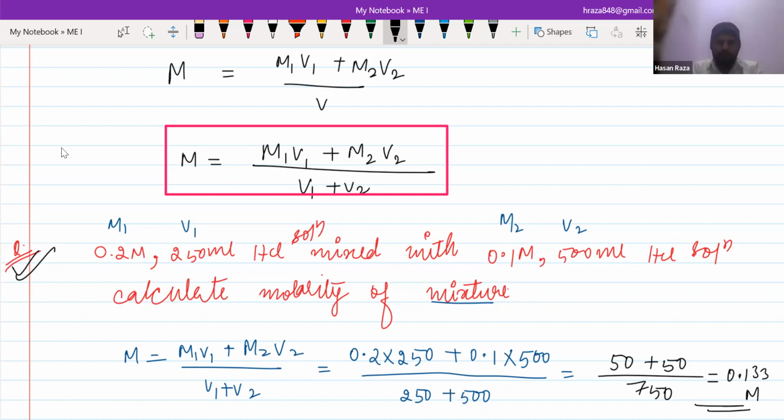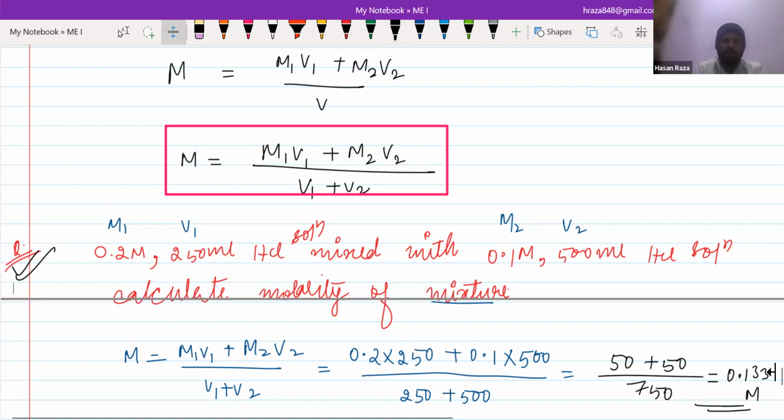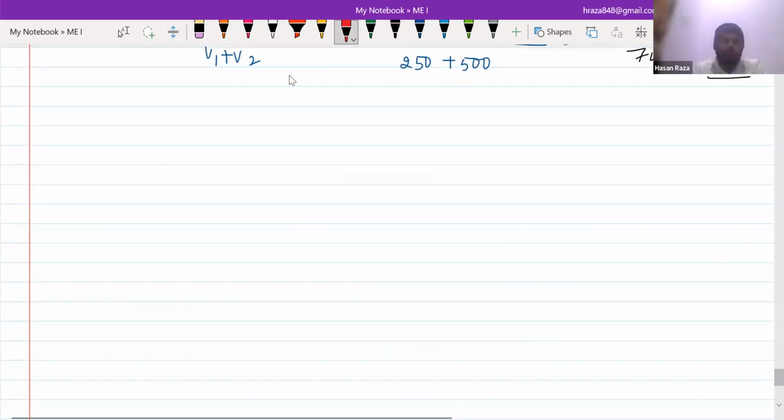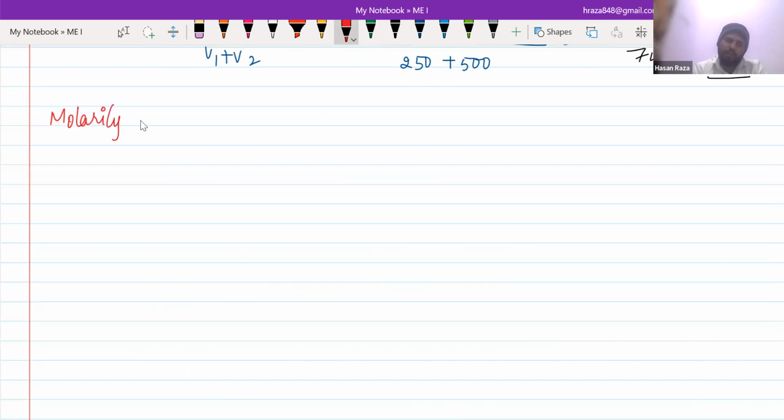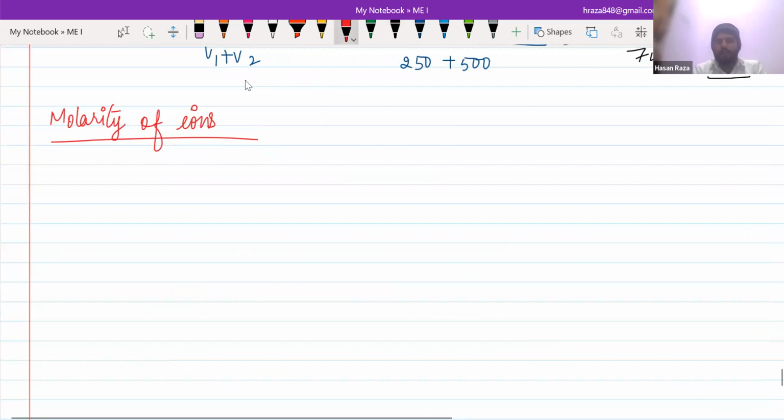Okay, I'm gonna change the slide. Now moving to the last part of this molarity, and this is your molarity of ions. And we are going to understand this concept with the help of an example.